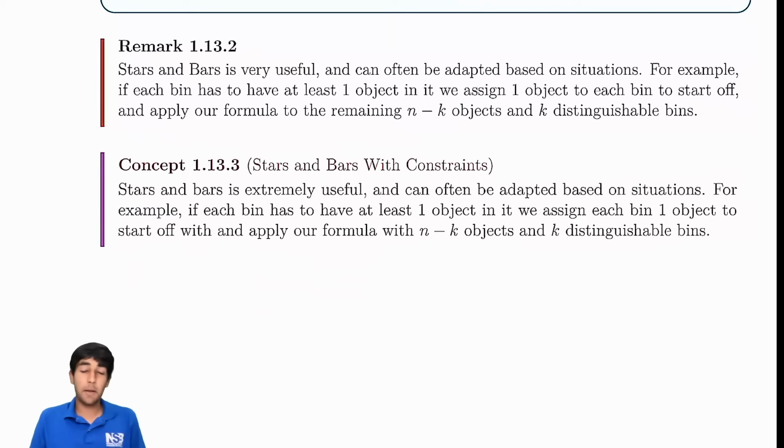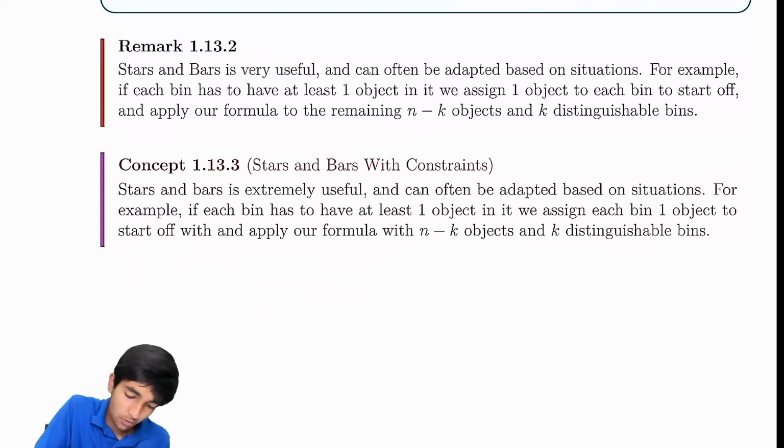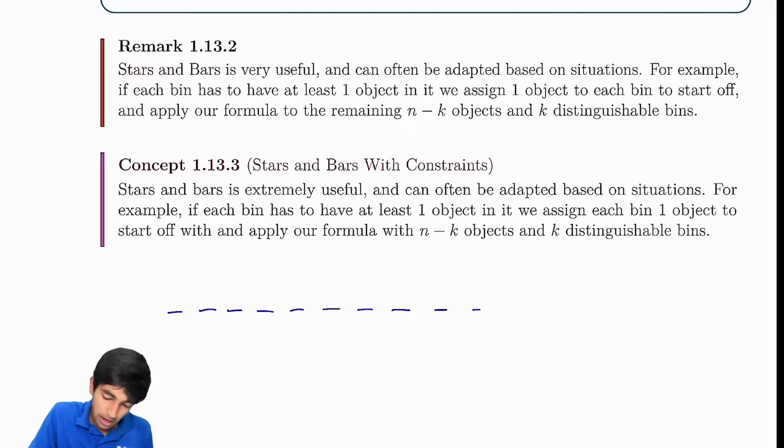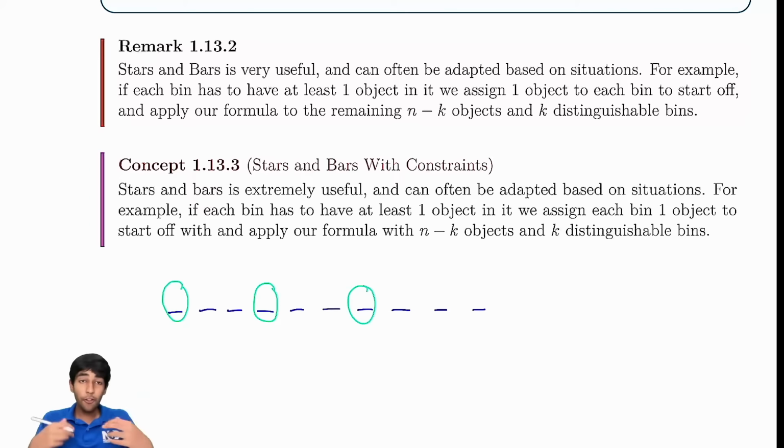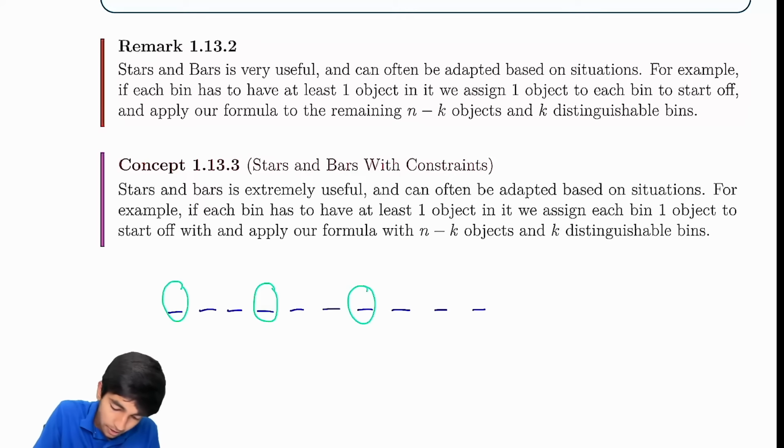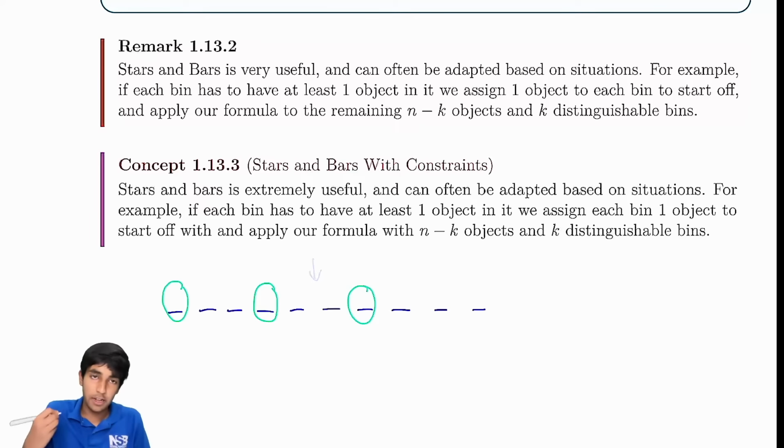There are some really clever applications of stars and bars. It's one of the most creative tools, and let me show you one more cool application. Let's say you have 10 people in a line, and you're trying to choose 3 of them such that no 2 of them are sitting next to each other. Without this condition, it would just be 10 choose 3, pretty simple. But now we have this condition: there has to be at least 1 person here, and at least 1 person here.